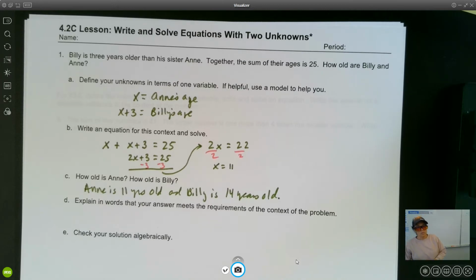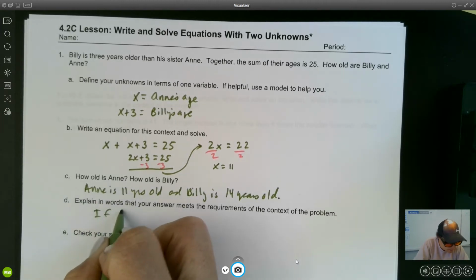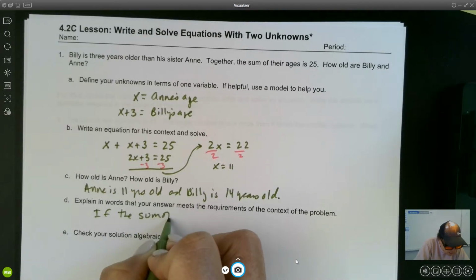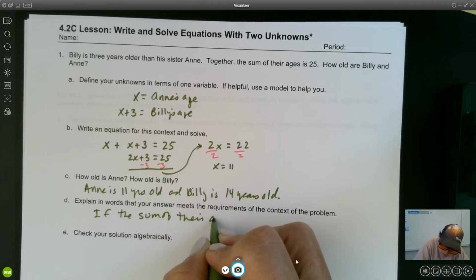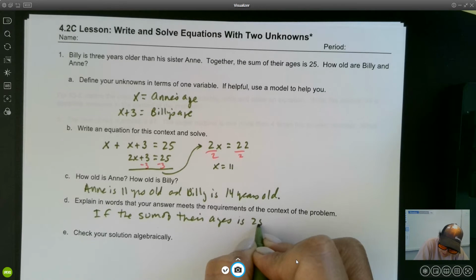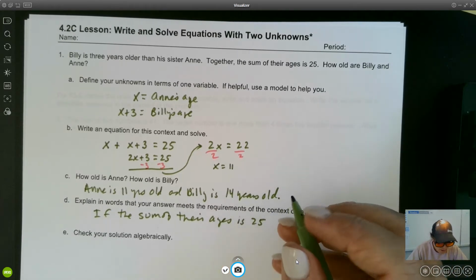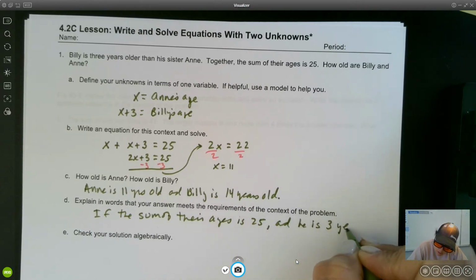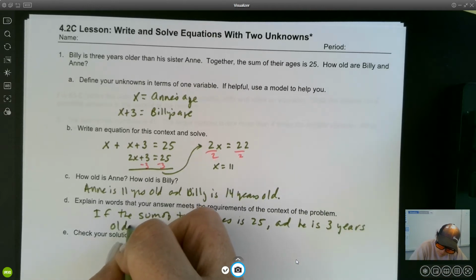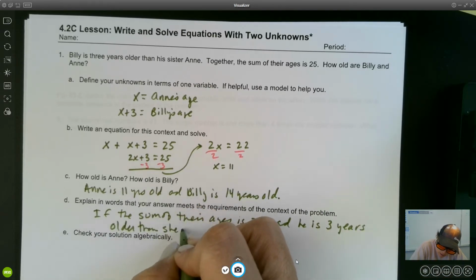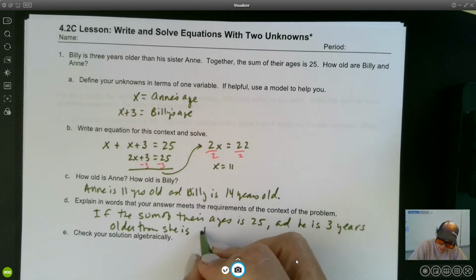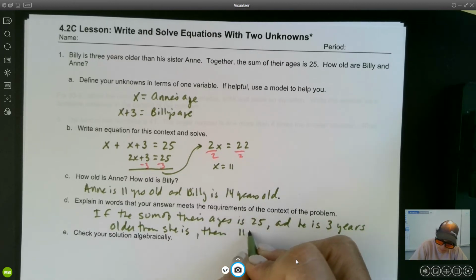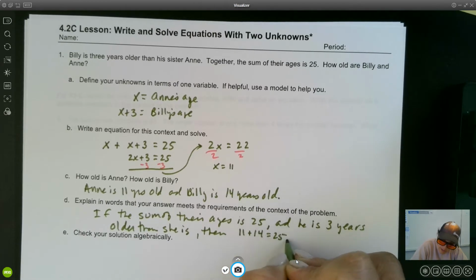Okay, explain in words that your answer meets the requirements of the context of the problem. Okay, so in words, if the sum of their ages is 25, and he is 3 years older than she is, then 11 plus 14 is 25.